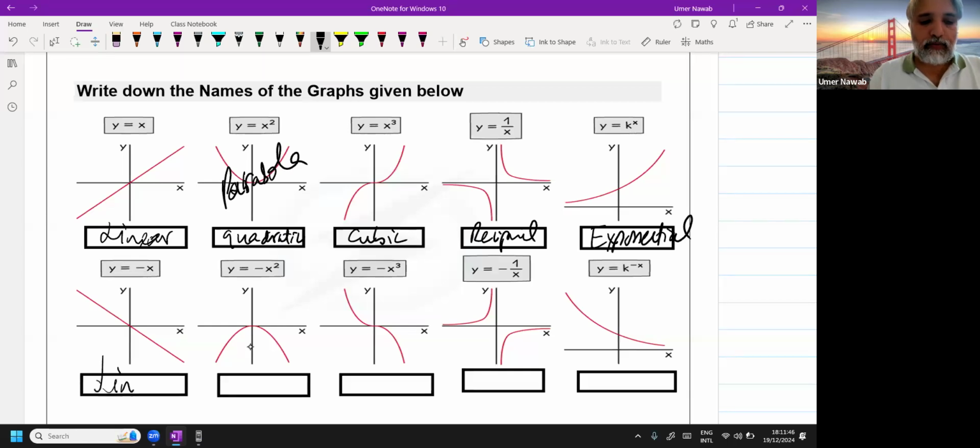This is a linear form. This is a quadratic form, but the coefficient of x squared will be negative. If the coefficient of x squared is positive, the parabola is upward. Otherwise, downward. This is a cubic graph, but opposite since the coefficient of x cubed is negative. But the name is the same, cubic graph. This is a reciprocal graph. And this is also exponential. No need to call it exponential growth or decay. It's obvious, but you have to mention exponential.